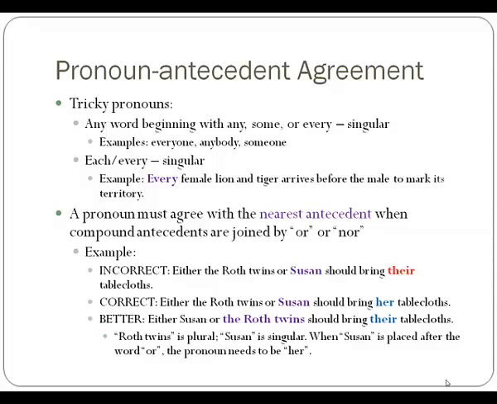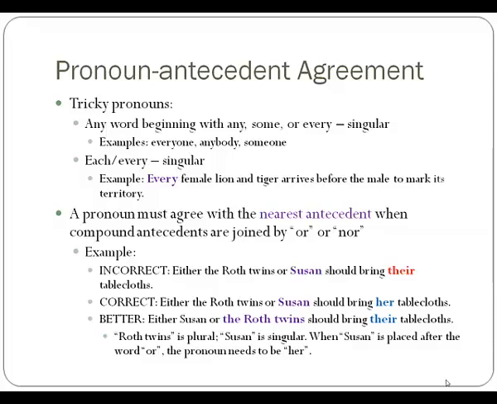A pronoun must agree with the nearest antecedent when compound antecedents are joined by or or nor. Example: it's incorrect to say, "Either the Roth twins or Susan should bring their tablecloths." Correct: "Either the Roth twins or Susan should bring her tablecloths."